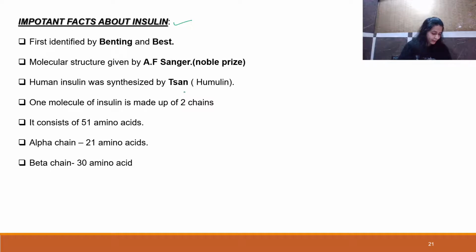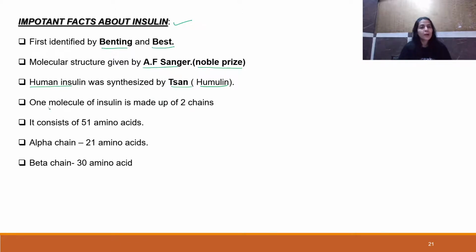51 amino acids. Yes, very good. It was first identified by Banting and Best. So these were the two people who identified the insulin. The molecular structure of insulin was given by F. Sanger, and he was even bestowed with the Nobel Prize for that. The human insulin, which we call humulin, was synthesized in the lab. So remember Banting and Best were the ones who first identified it. F. Sanger was the one who gave the molecular structure. And the first human insulin synthesized in the lab was by Eli Lilly.